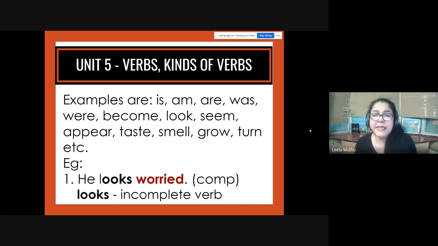So examples are helping verbs like is, am, are, was, were, become, look, seems, appear, taste. It tastes. It is the subject. Tastes is the verb. But unless I add something like delicious, it tastes delicious. Delicious is the word that I add, which is a complement and completes the sense of the sentence. So tastes will be an incomplete verb.